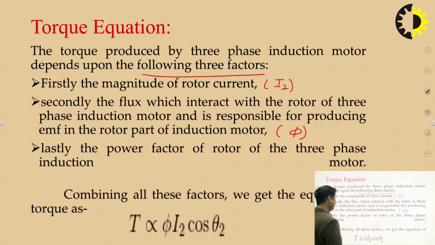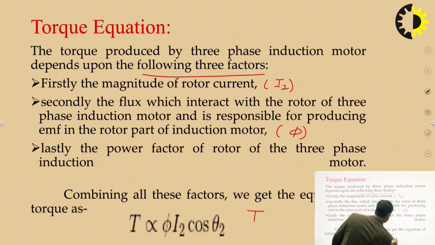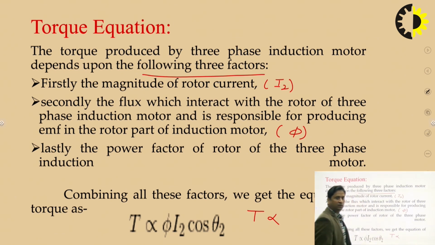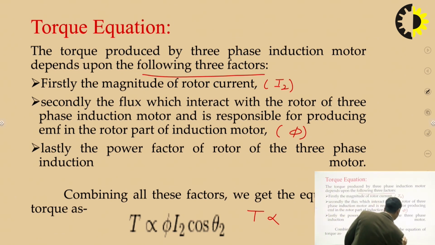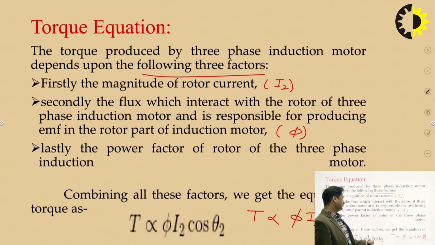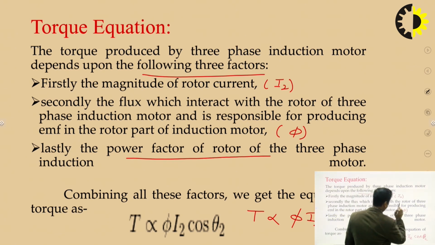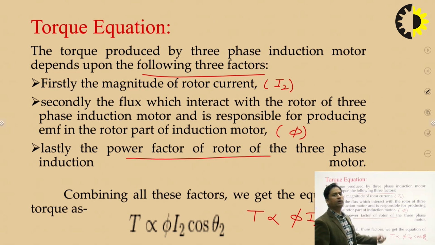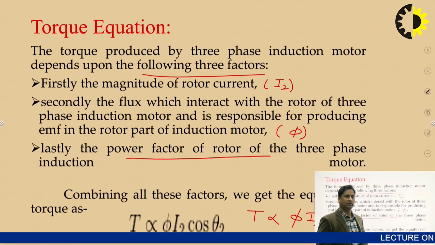So hence, if we combine all these, the torque is proportional to flux, current I2, and cosine of phi 2, that is called cos phi 2 or cos theta 2. And cos theta 2 is nothing but the power factor of the rotor circuit. So these are the three important factors on which the torque depends.